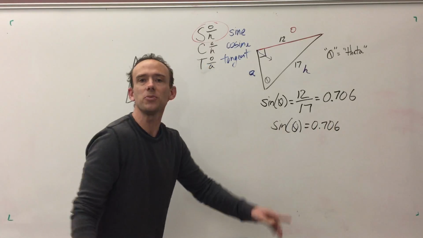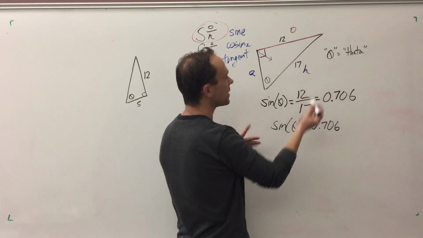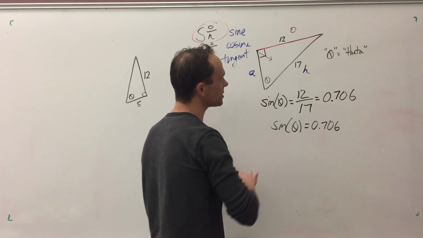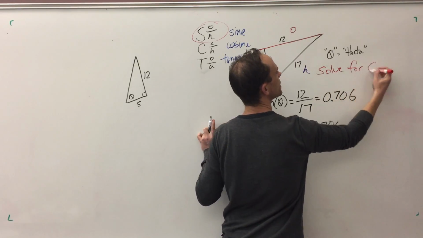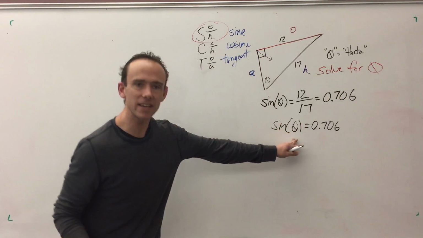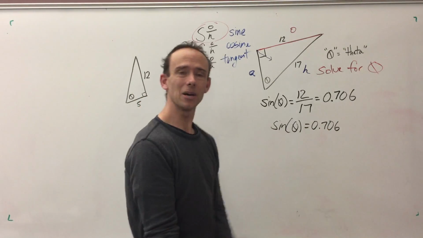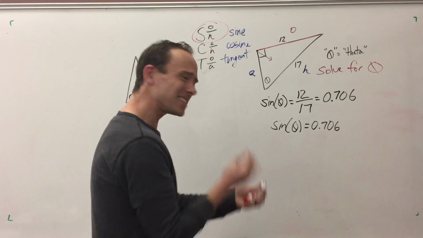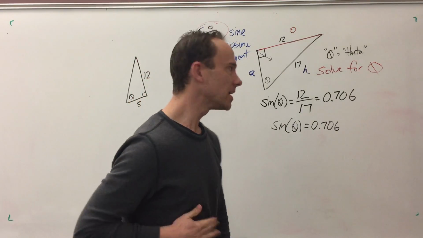But the question wasn't, what's the sine of theta? I mean, I didn't even write the question, but if I did write it, which maybe I should, it would be: solve for theta. I want to know what theta is. I know what the sine of theta is, it's 0.706. But what is theta? What's its value? And that's where these inverse trig functions come up and help us.